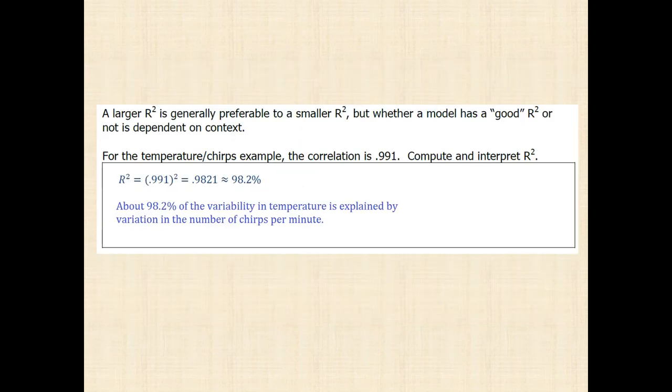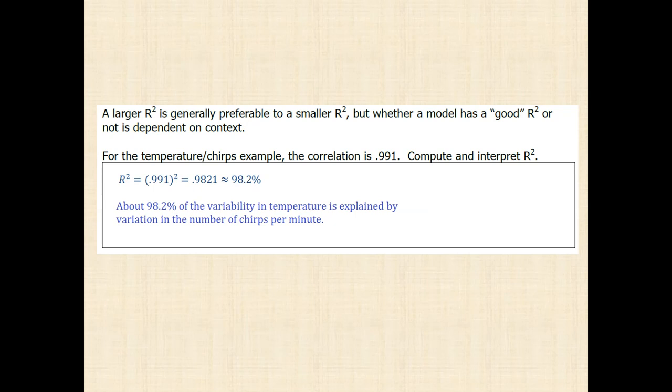Like it says there, a larger R squared is preferable to a smaller one, but whether a model has a good R squared or a bad R squared is entirely context dependent. There are situations where an R squared of 90% is low, and there are situations where an R squared of 30% is extremely high. It's very, very context dependent.